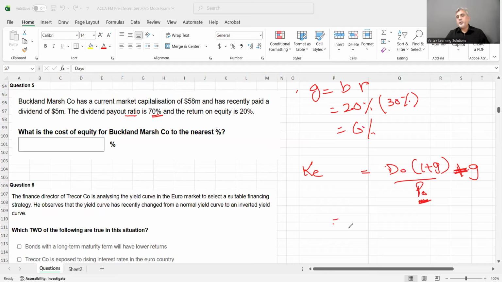And now what you need to do, you need to put the numbers: the dividend is 5, so 5 into 1.06 divided by 58 million, and plus G, which is 6%. Okay, 0.06, I can say, or 6%, whatever you may say, makes no difference. Now, guys, can you do it very quickly? Solve it on your calculators. Give me the number.